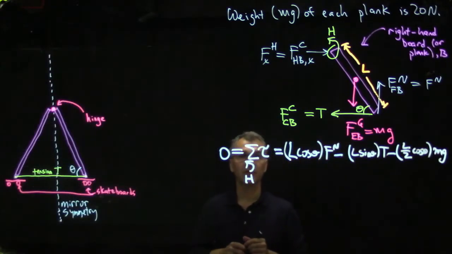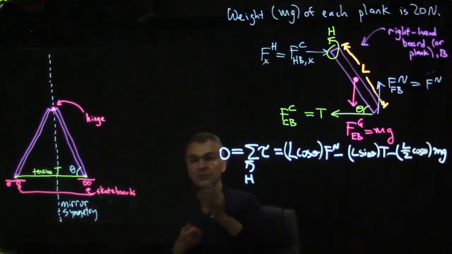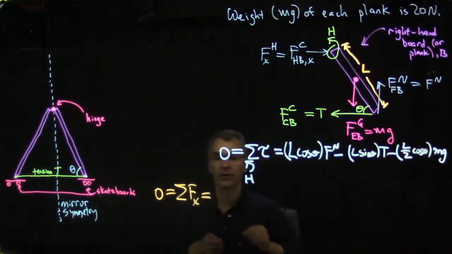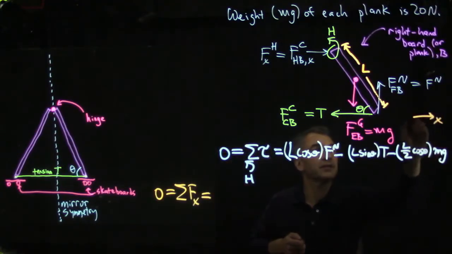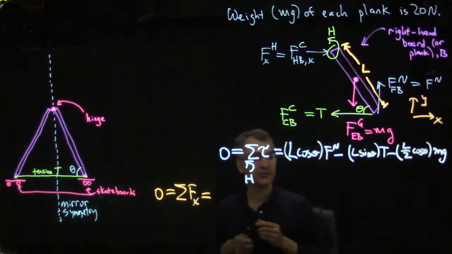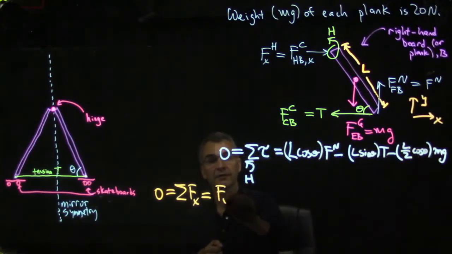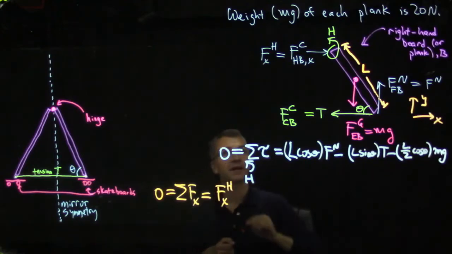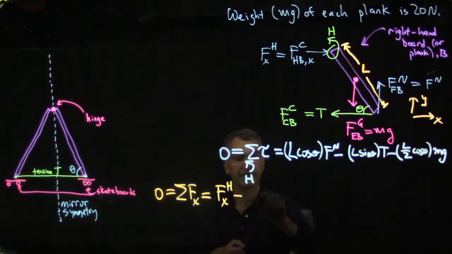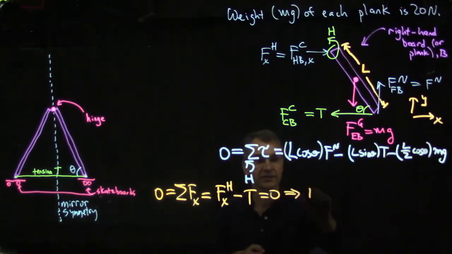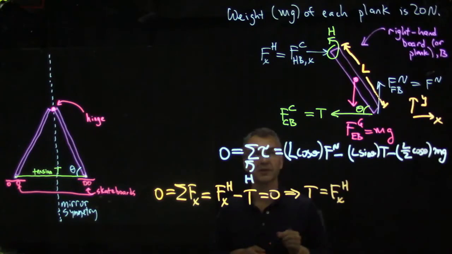Next, let's try the sum of the horizontal forces acting on the beam. So I do right minus left usually by convention. To the right we have the horizontal force exerted by the hinge, and to the left we have the tension. So that's pretty easy. We just get that the tension is the same as the horizontal force exerted by the hinge. Same magnitude, opposite direction.